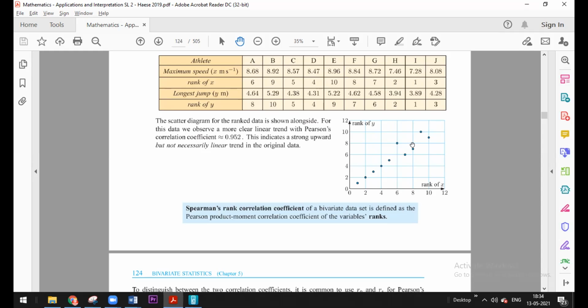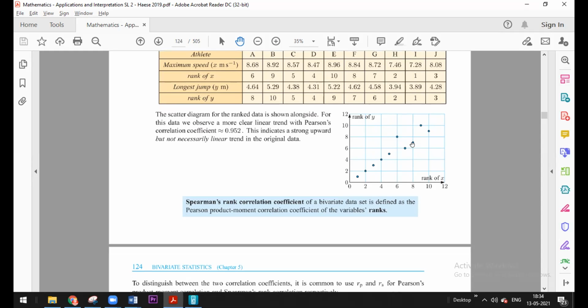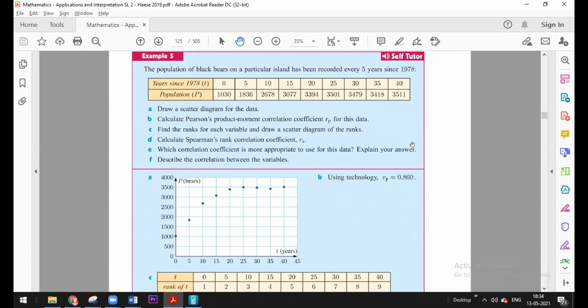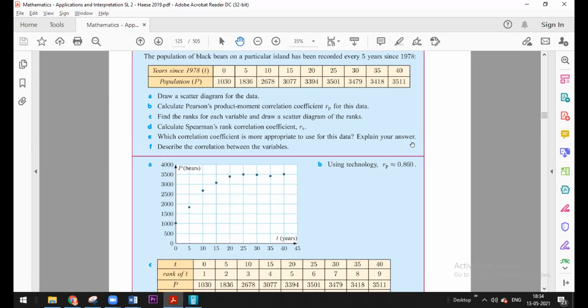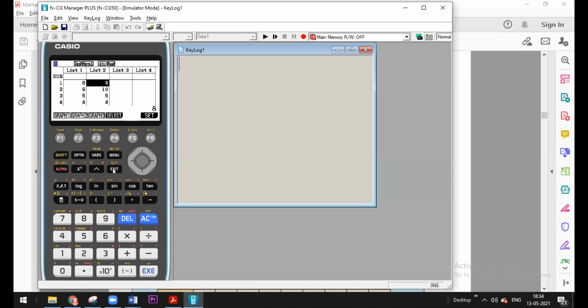Any doubt? Do you want to solve a sum, or should I show you one more example? Yeah, now the example part. See this example 5. This kind of question they'll ask, and it mostly comes in the paper too. So A, B, C, D, E, F. First, A: you have to draw the scatter diagram of the data. Just put it in list one, list two, go to graph, check the setting is scatter, and plot the graph. You'll get the scatter graph.